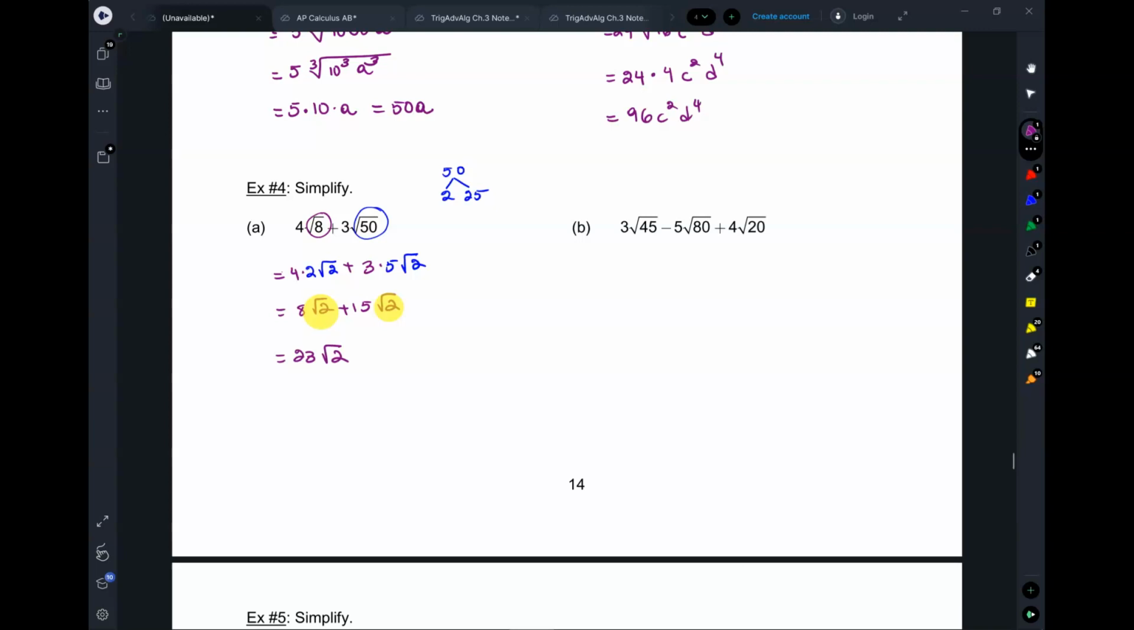Okay? All right, so let's take a look at this one. This is 3 times, how does the root 45 simplify? 3 root 5 minus 5 times.